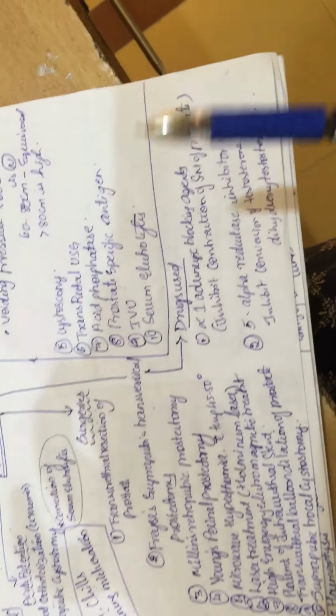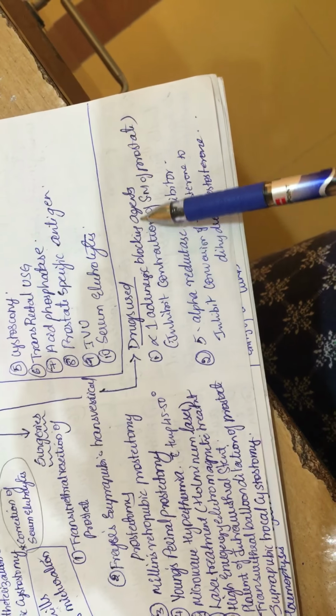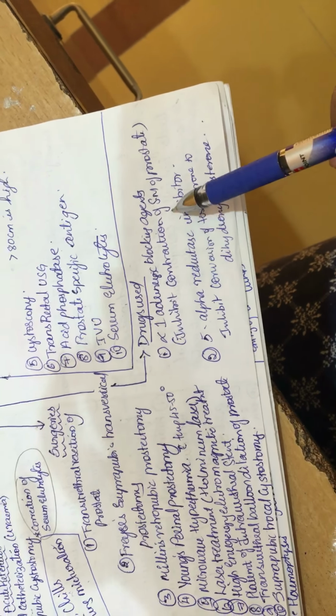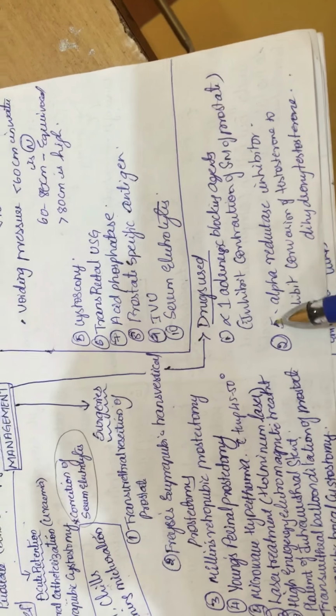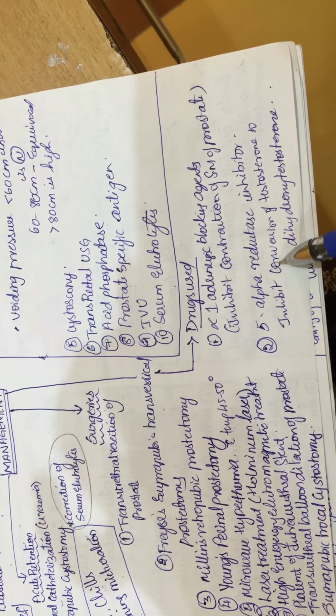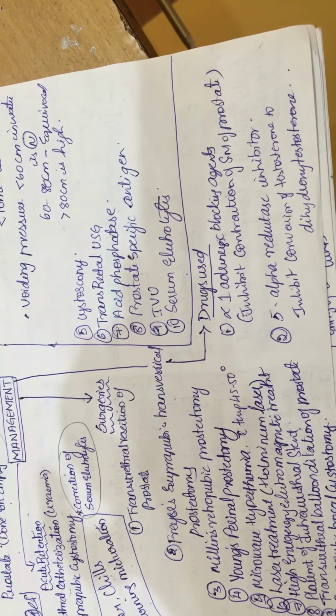focal cystostomy is done. Drugs used are alpha 1 adrenergic blocking agents, which inhibit the contraction of smooth muscles of the prostate, and 5 alpha reductase inhibitors, which inhibit the conversion of testosterone to dihydrotestosterone.